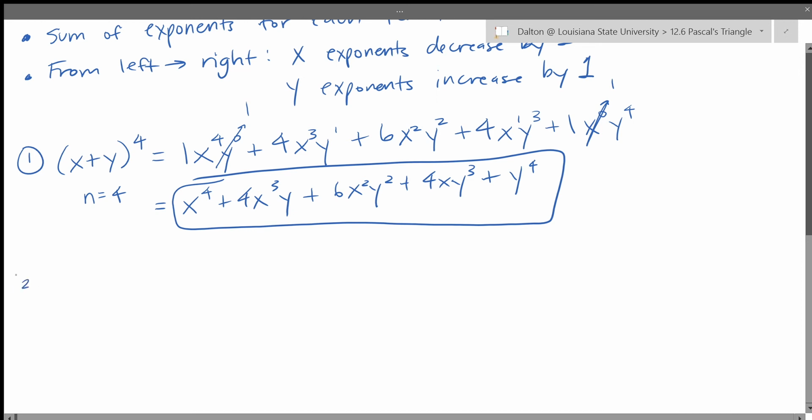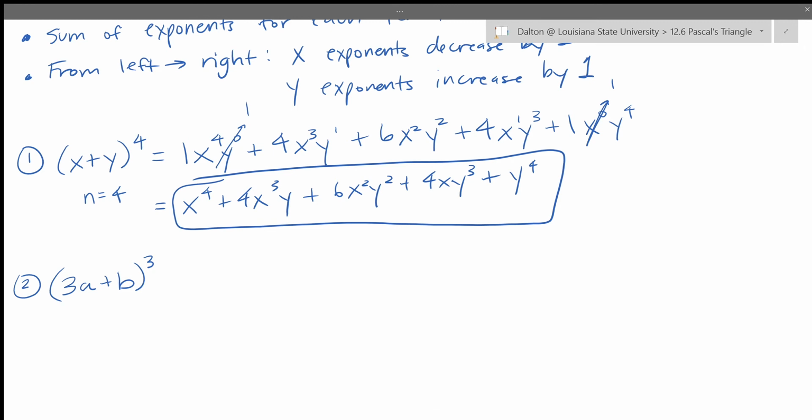So let's do another one. Let's do one of the examples that I gave you earlier, 3a plus b to the 3rd power.